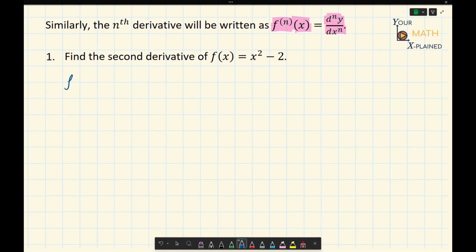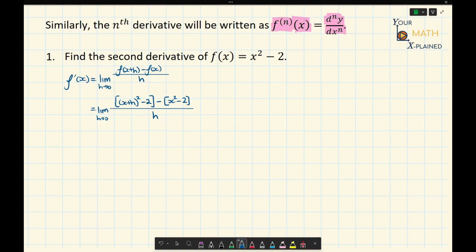So using the definition, we know that f prime of x is equal to the limit as h approaches 0 of f of x plus h minus f of x over h. So now if our function f of x is equal to x squared minus 2, this is going to be equal to the limit as h approaches 0 of x plus h squared minus 2. So that's our f of x plus h. And then minus f of x. So that'll be x squared minus 2. And then our denominator here is just h.